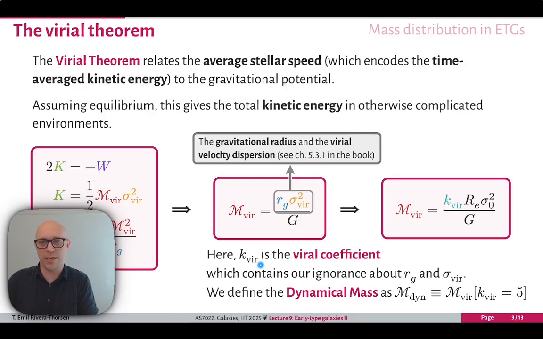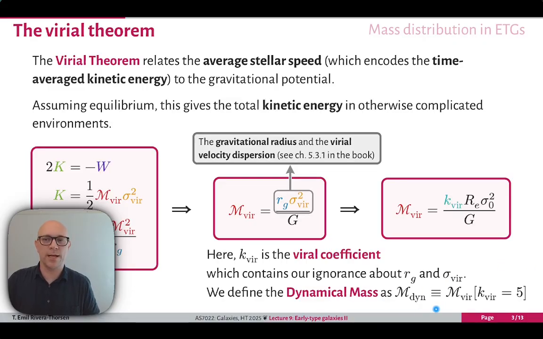And we can then try and start hunting for a correct value of that, which is something we can do. We can calibrate this number by looking at nearby galaxies that are well studied, that we know really well. And what we have found is that a typical number is just about 5. And so we define this number that we call the dynamical mass as the virial mass in the case where the virial coefficient is equal to 5.